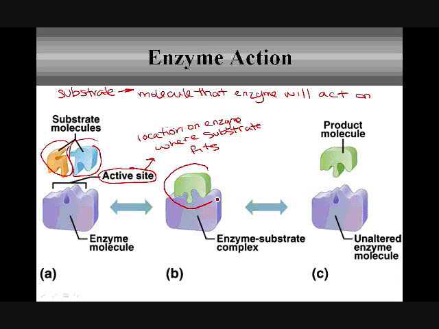And as you can see, these two substrate molecules are going to fit in place, and they're actually going to become one. While they're bonded together, it's called an enzyme substrate complex. And then what actually happens is that the product molecule is going to be released, and the enzyme remains unaltered, completely unchanged, and that's because, like we said before, it's not actually consumed by the reaction.